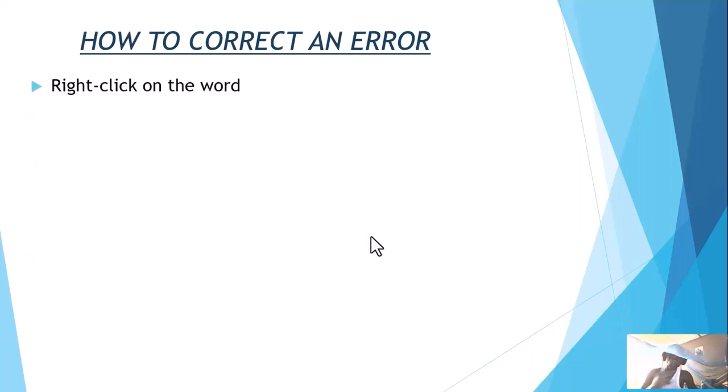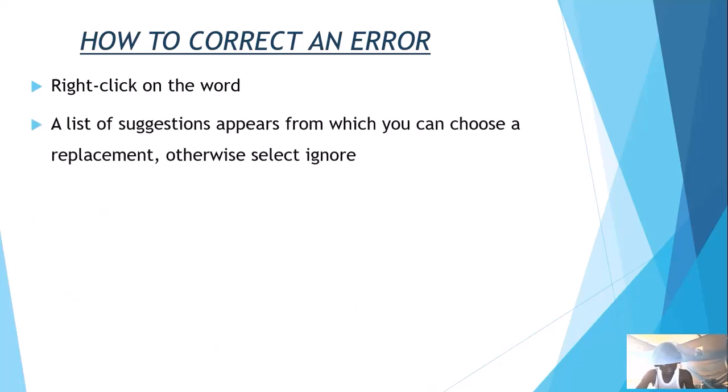First you have to right click on the word. You have to right click on the word. As we all know how to right click on the mouse button, you need to right click on the right part. A list of suggestions appears from which you choose a replacement.